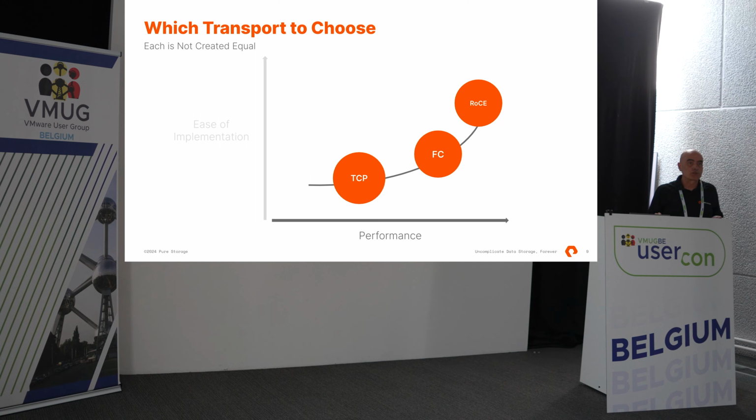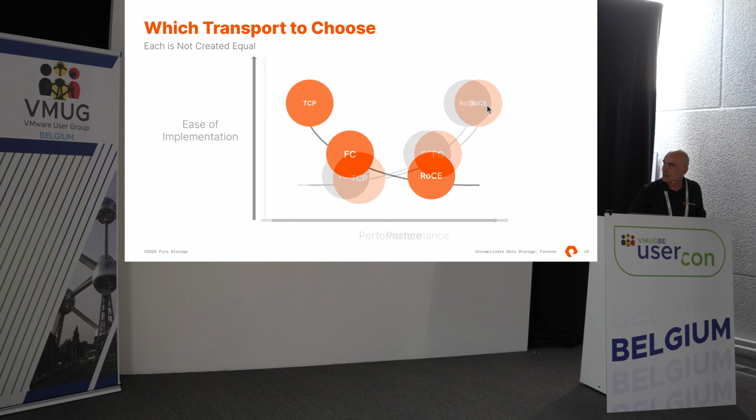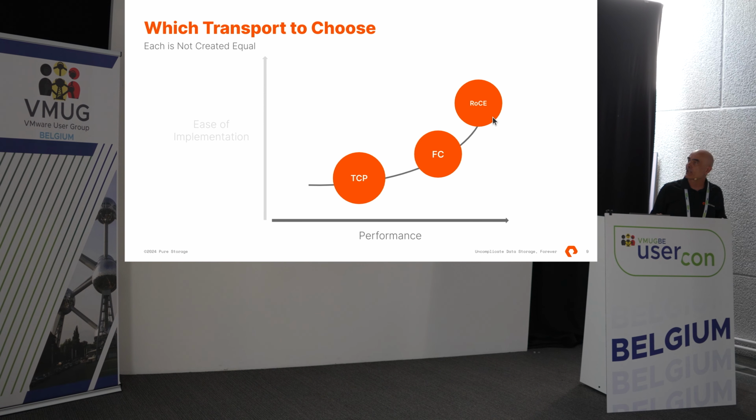Which kind of transport to choose? It depends mainly on performance. You can span from the lowest performance, starting from TCP, up to the maximum performance, for which you have to go to RoCE. RoCE requires specific hardware to be put in place, so you need NICs that are capable of handling RoCE directly, but they give the maximum performance.